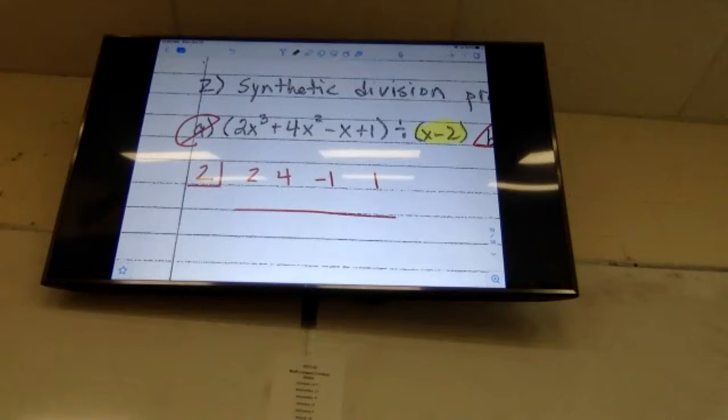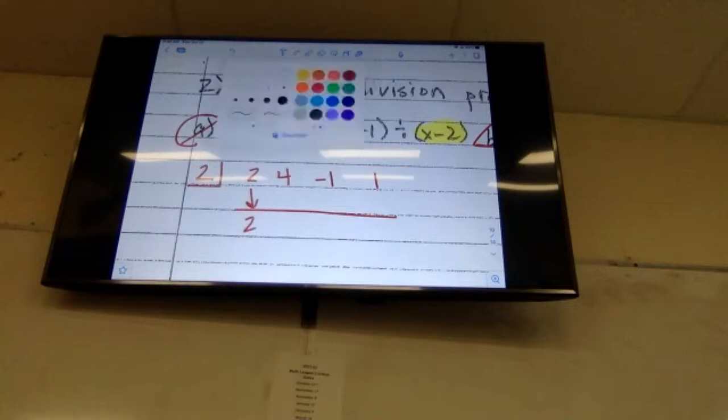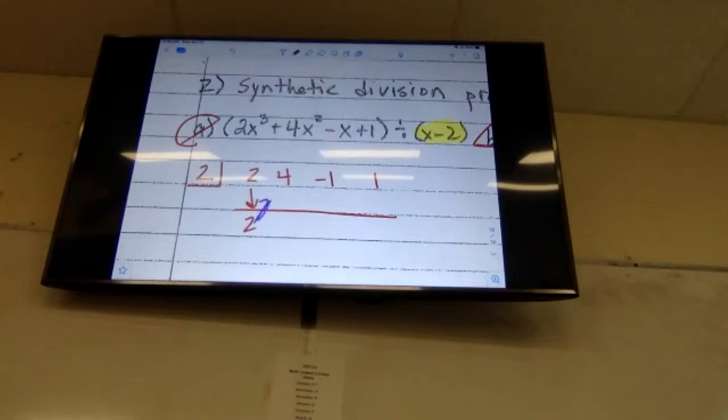I draw a little line because now I'm going to go above and below it. So I carry that 2 down first. And then to put the number under the 4, I have to do 2 times 2, so that becomes 4. You add them together, whatever sign your operation is. So we're just adding those. That becomes 8. 2 times 8 is 16. So negative 1 plus 16 is 15. And then 2 times 15 is 30. And 1 plus 30 is 31.